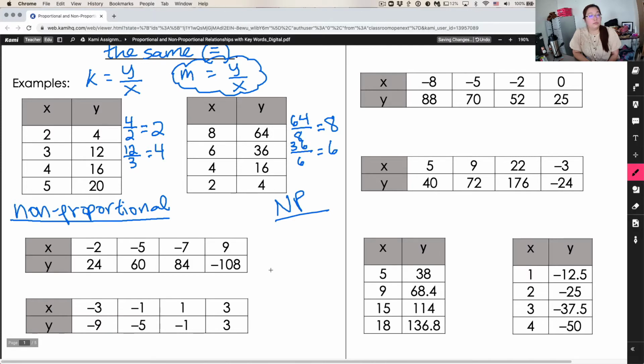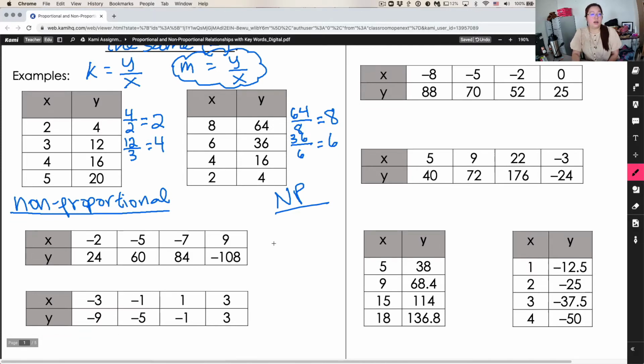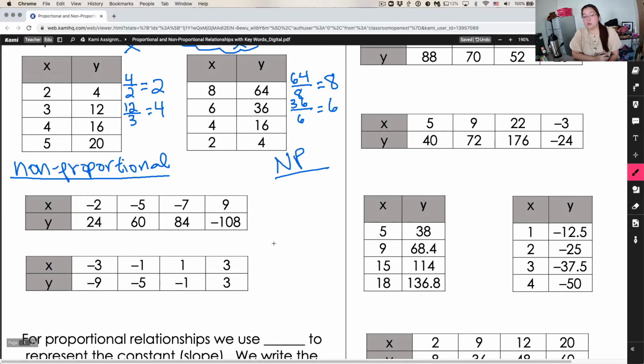Now we have 2 tables that are, gasp, horizontal. Now everything is completely different. Just kidding, it's not. It's exactly the same. Just be careful, now our y's are here and our x's are on the top. If we're going to do y over x for each one, make sure you put the right numbers in the right places. For our first point, y is 24, x is negative 2. So 24 divided by negative 2 gives us negative 12.